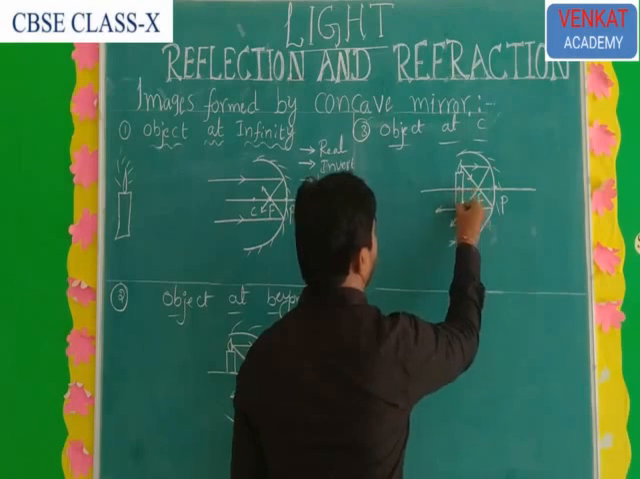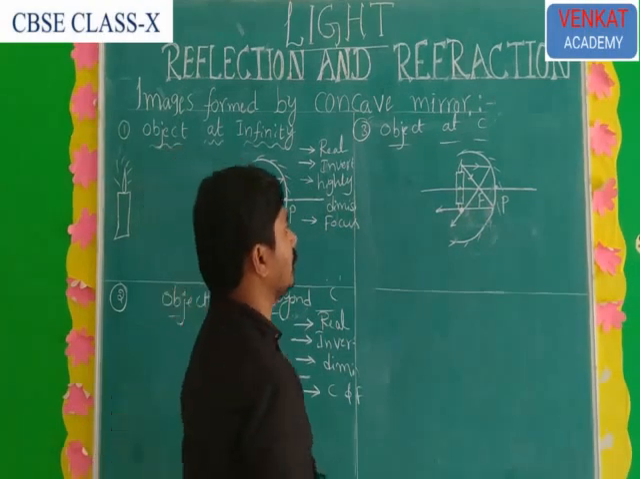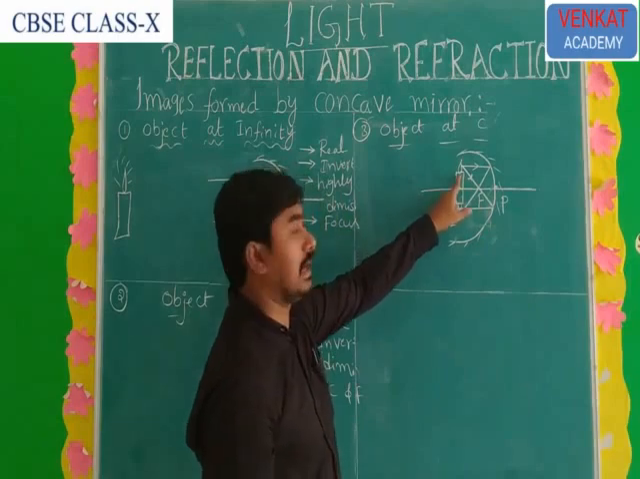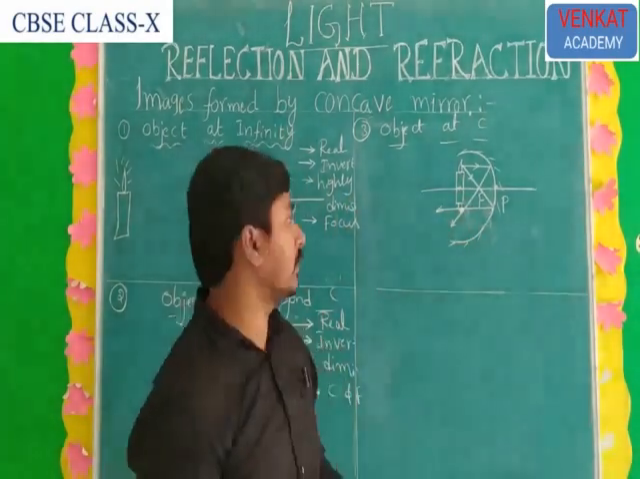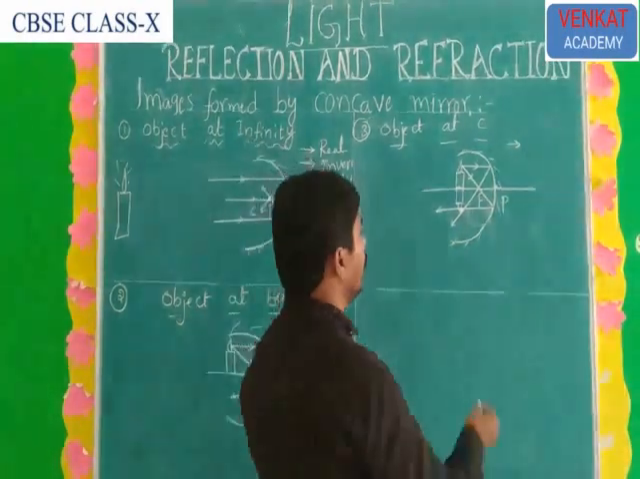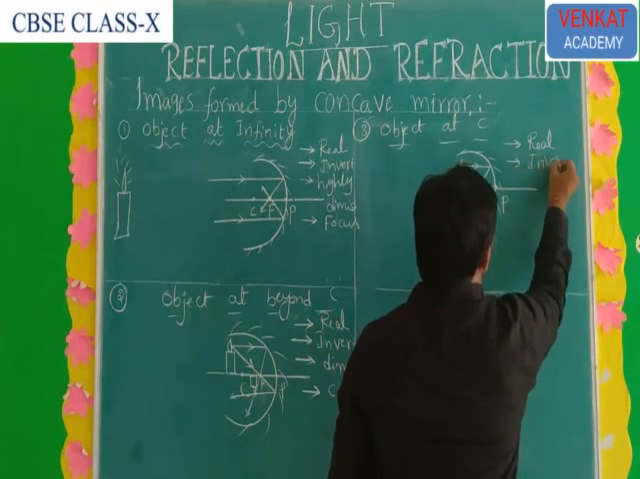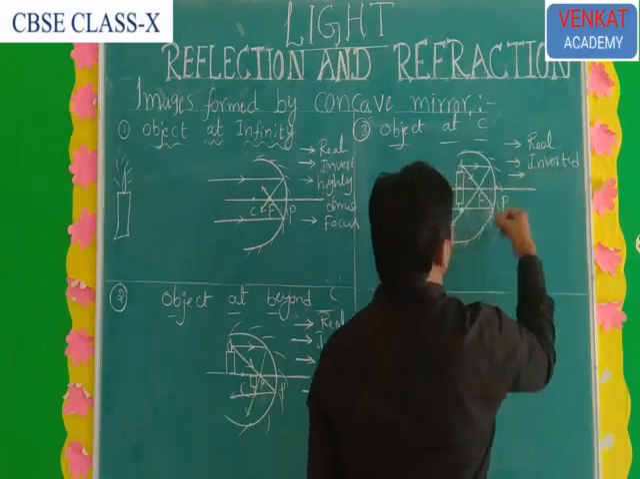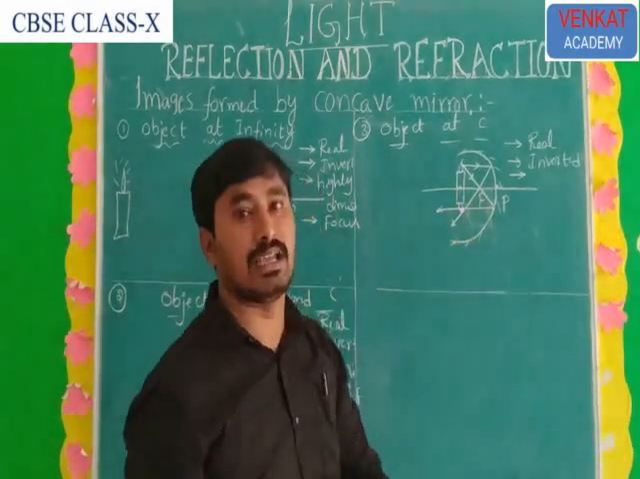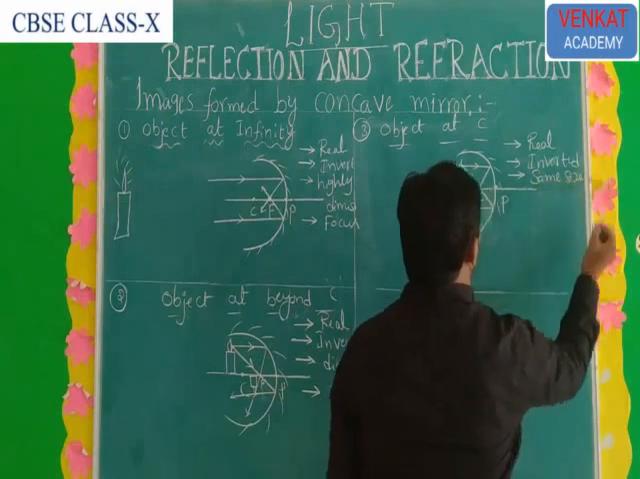So where the two light rays meet, at that place the image will be formed. Here we have to observe that the object place and the image place are both the same. So that's why, what about the image nature? The image is real and inverted. Then what about size? The object size and image size are both the same. So the image is the same size as the object.